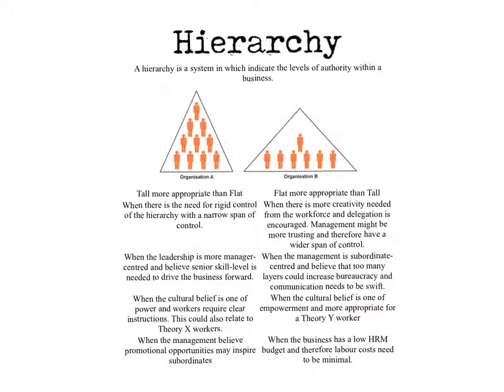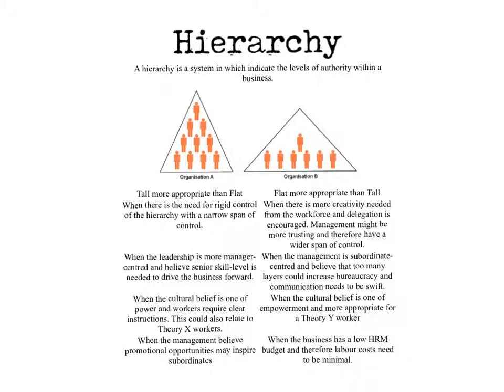This video is for AQA Business Studies, looking at Unit 6 and Human Resource Management, but in terms of organisational structures. So this video is going to be about hierarchy. Simply, a hierarchy is that structure of different levels of management within a company. It's a system which indicates the level of authority within a business.